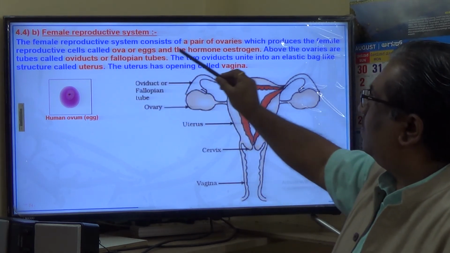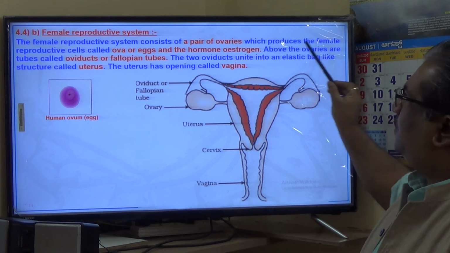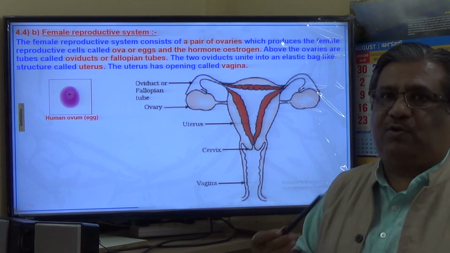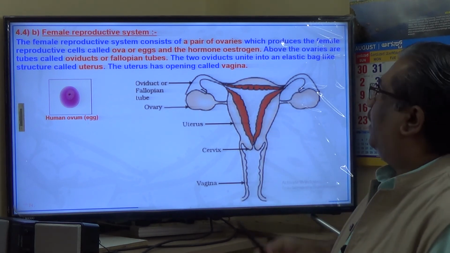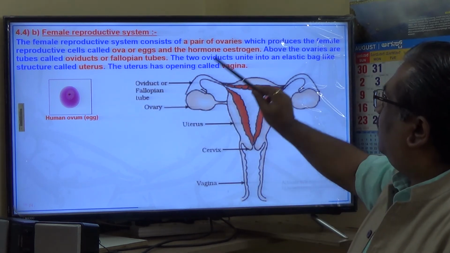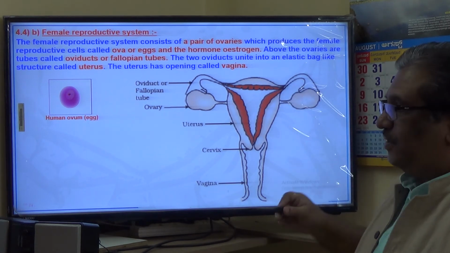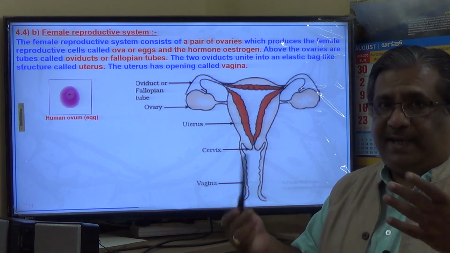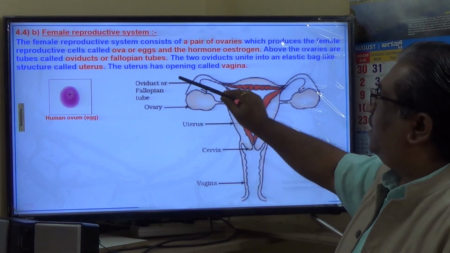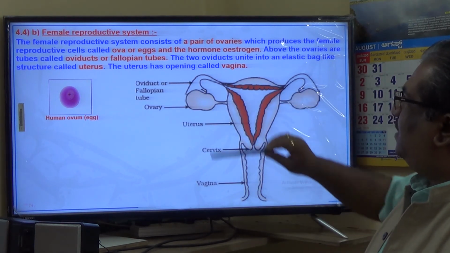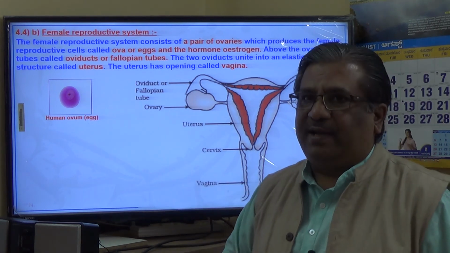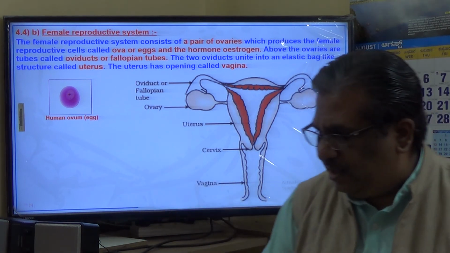The female reproductive system consists of a pair of ovaries which produces the female reproductive cells called eggs, and of course the ovaries produce hormones estrogen and progesterone, isn't it? Okay, above the ovaries are fallopian tubes which are also called oviducts. The two ducts unite into an elastic bag. Of course, a thick, muscular, flexible, elastic bag, called uterus. The uterus has an opening called vagina. Okay, this is the structure, and this is how the human egg looks like, almost spherical in shape. Let's see next.